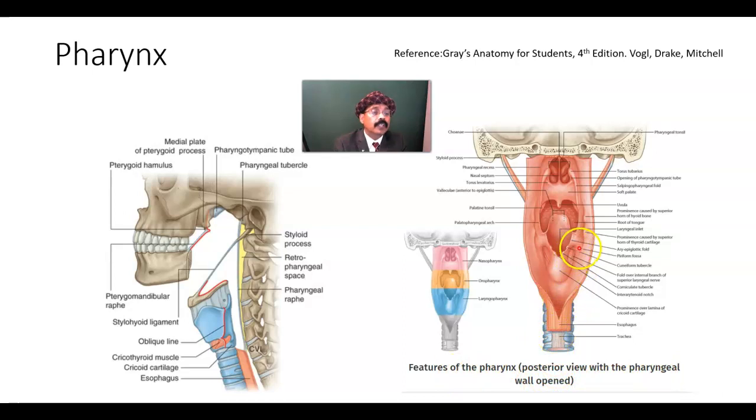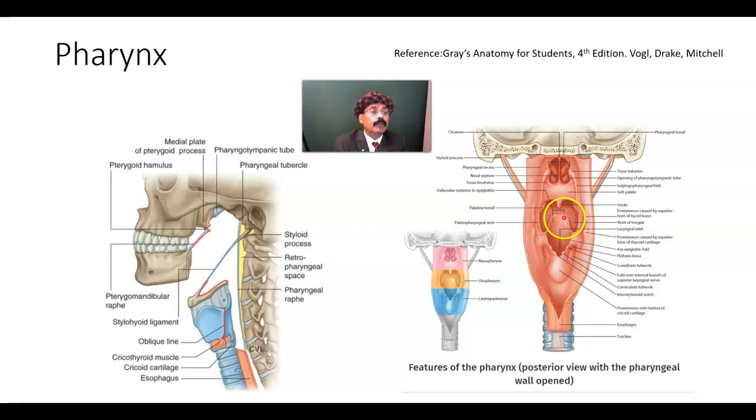So what is this area? This is the piriform fossa area. Its importance is that its floor, the lower part, has the internal laryngeal nerve. So chicken bone impaction may damage the internal laryngeal nerve, and that will cause a loss of sensation up to the vocal cord. Okay, so this is important to know. This is the piriform fossa. The piriform fossa is a part of the laryngopharynx.